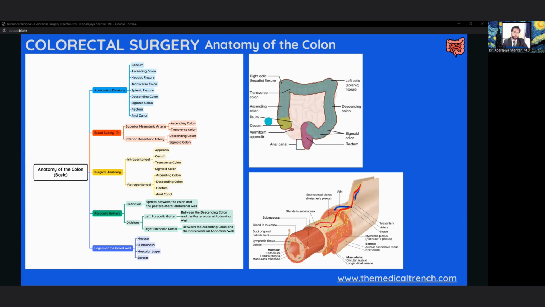Now, the reason why we consider the rectum and the anal canal separately is because of the way the fibers or the muscles and the mucosa are arranged, and also because there is a difference in the blood supply along with the nervous supply as well. We'll go into blood supply a little later, but one thing you must remember is that the superior mesenteric artery and the inferior mesenteric artery are the two most important vessels for colorectal surgery.